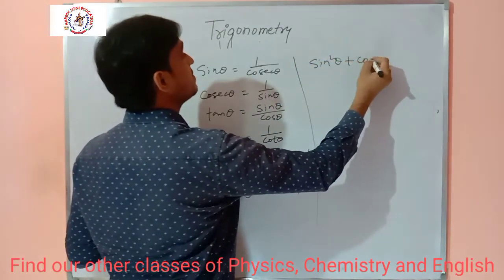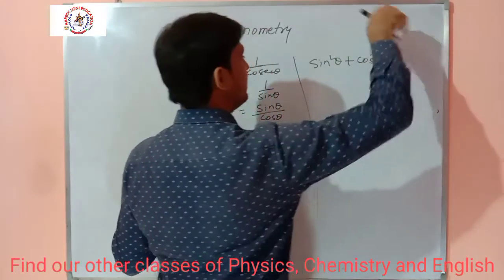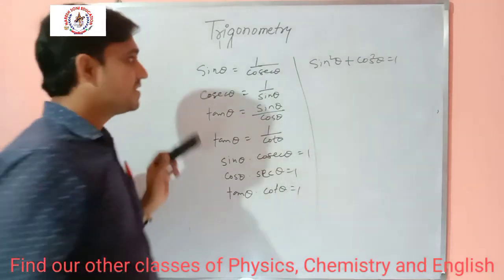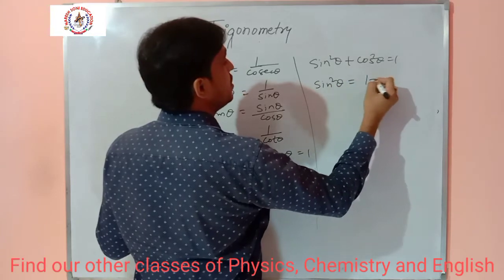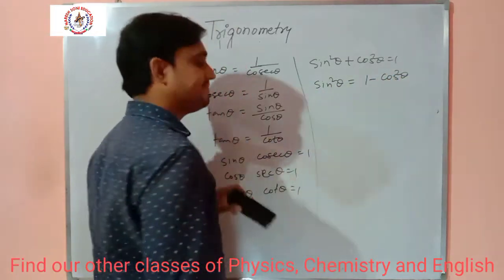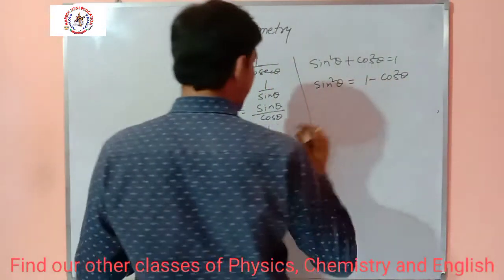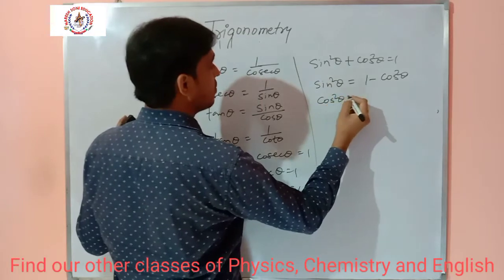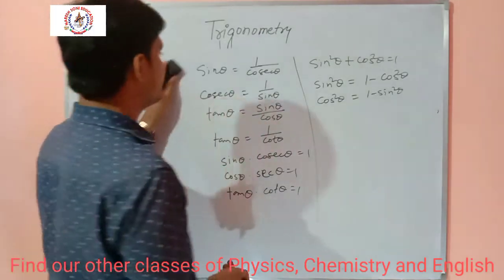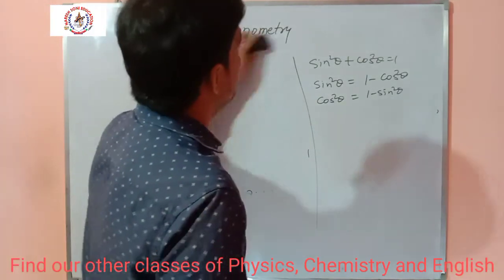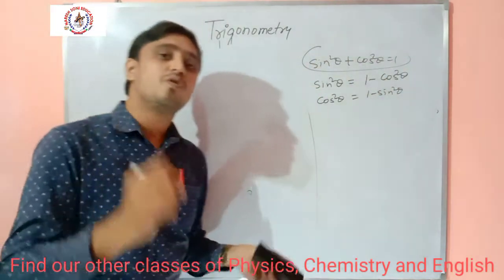After that, sin square theta plus cos square theta is 1. These are the trigonometric identities, right? From this identity, you can write sin square theta is equal to 1 minus cos square theta. Understood, guys? Are you getting me? Yeah. And one more, cos square theta is 1 minus sin square theta. Okay. From this identity, you can find two more identities.